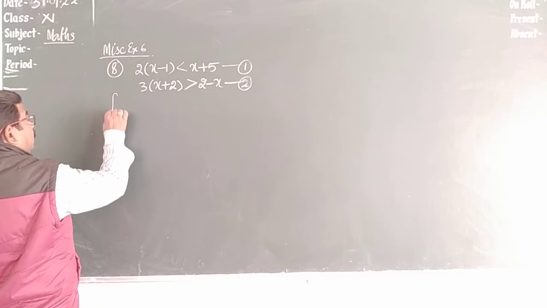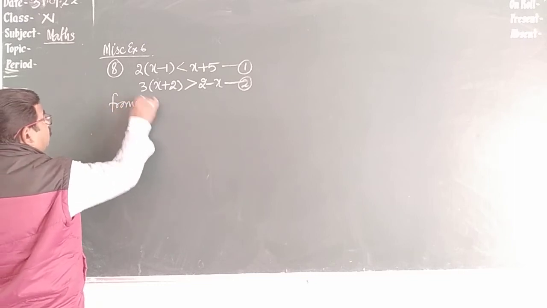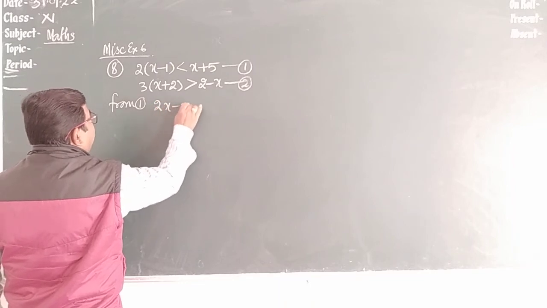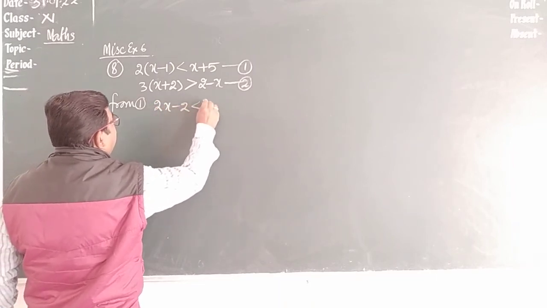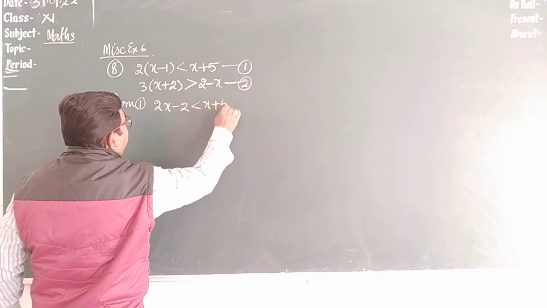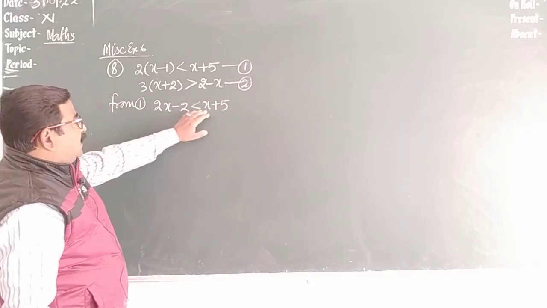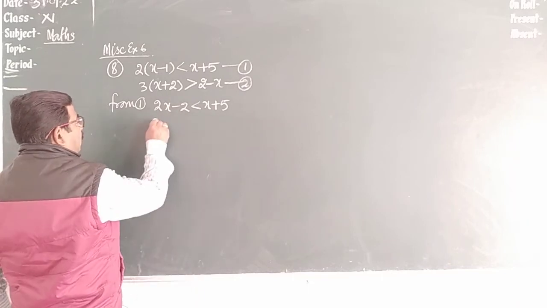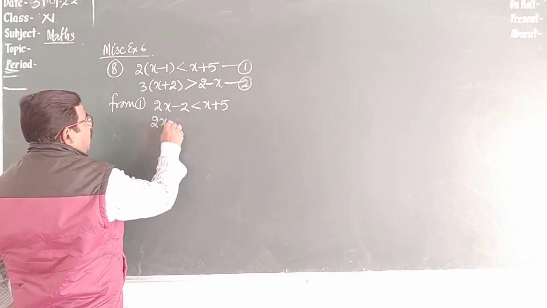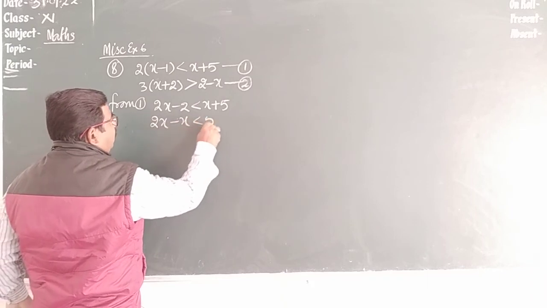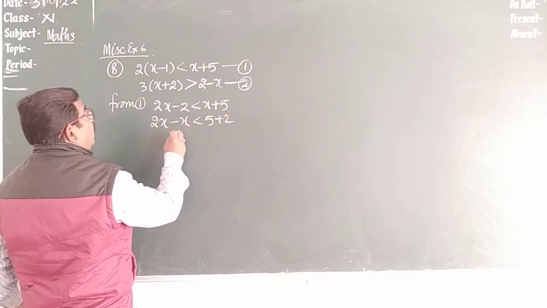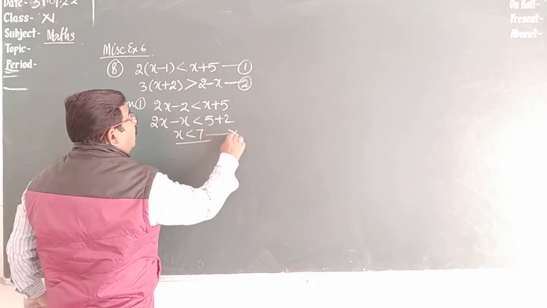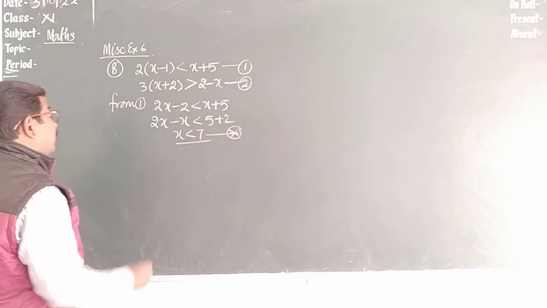From 1, we can multiply this. 2x minus 2 is less than x plus 5. Bring x towards x, send the number towards number. So we have 2x minus x is less than 5 plus 2. So we have x is less than 7. We have got one of the answers: x is less than 7.